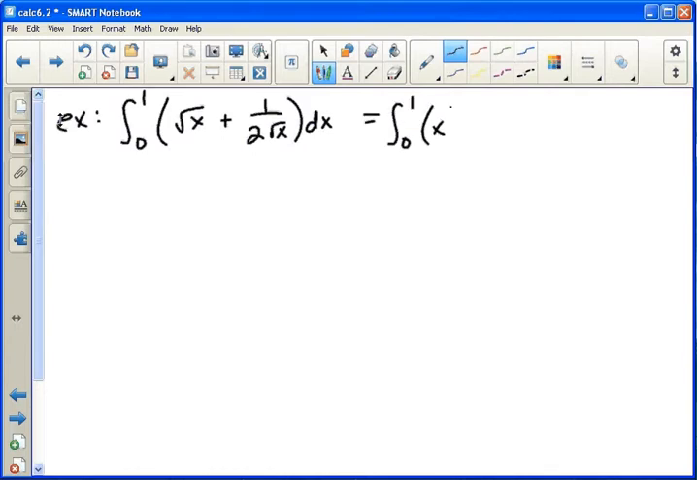Okay, a word of warning. The 2 right here cannot be brought up unless you make it 2 to the negative 1. And that's the same as 1/2, so why bother? But the x should come up. Square root of x is x to the 1/2. You bring it up top, it's x to the negative 1/2. Our antiderivative gives us this.